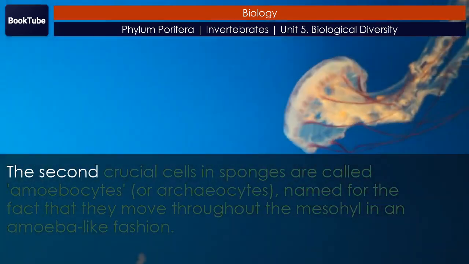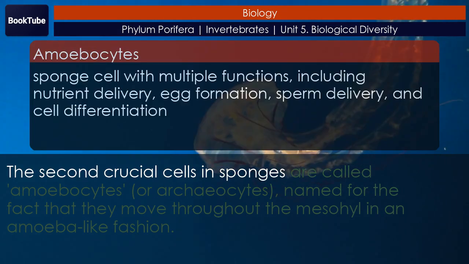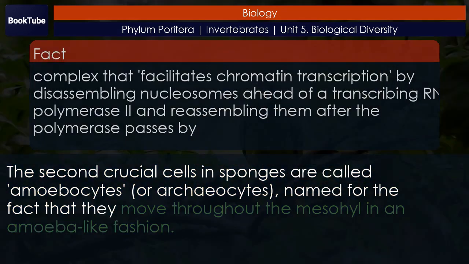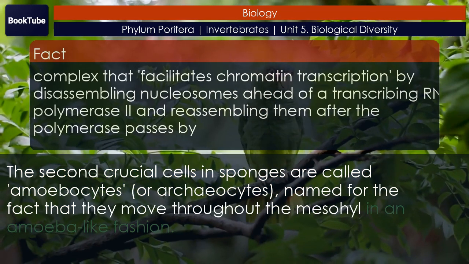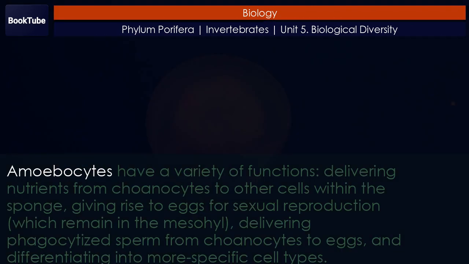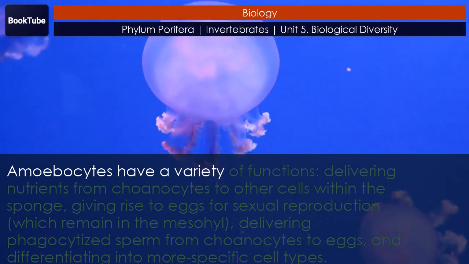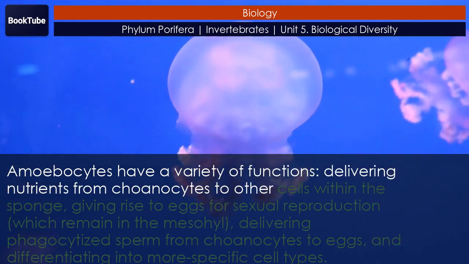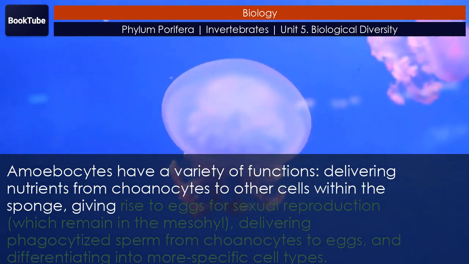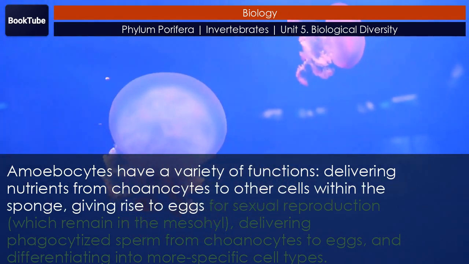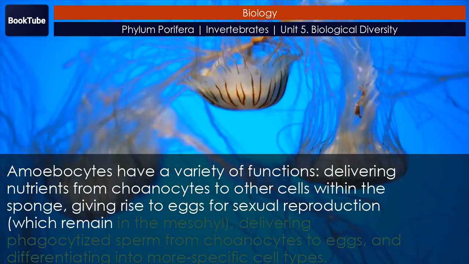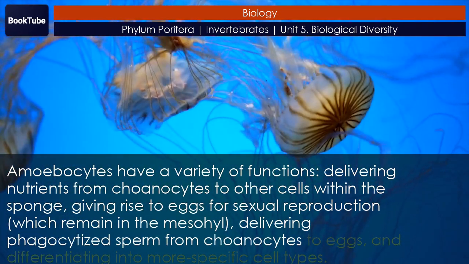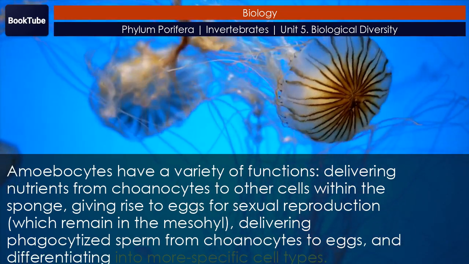The second crucial cells in sponges are called amoebocytes, or archaeocytes, named for the fact that they move throughout the mesohyl in an amoeba-like fashion. Amoebocytes have a variety of functions: delivering nutrients from choanocytes to other cells within the sponge, giving rise to eggs for sexual reproduction, which remain in the mesohyl, delivering phagocytized sperm from choanocytes to eggs, and differentiating into more specific cell types.